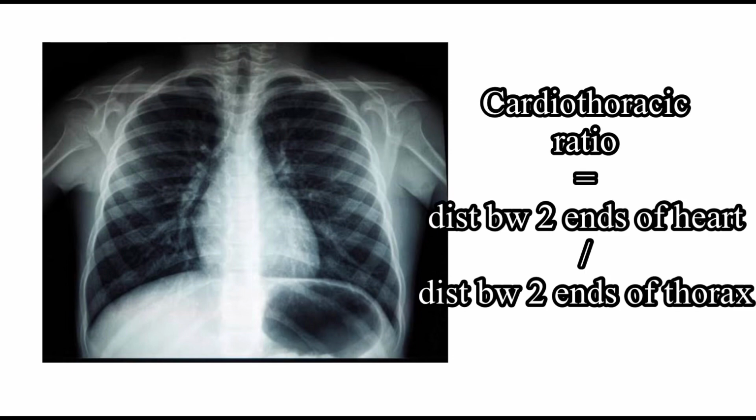Cardiothoracic ratio is equal to the distance between the two ends of the heart divided by the distance between the two ends of the thorax. In normal conditions, the cardiothoracic ratio is 1:2, which means the transverse diameter of the normal sized heart is always half of the transverse diameter of the thoracic cage. But in case of cardiomegaly, the cardiothoracic ratio gets disturbed.